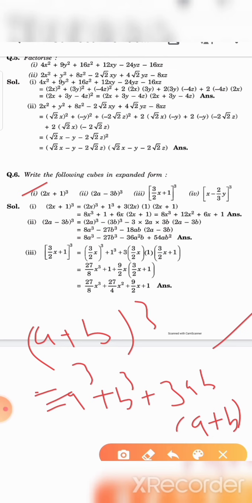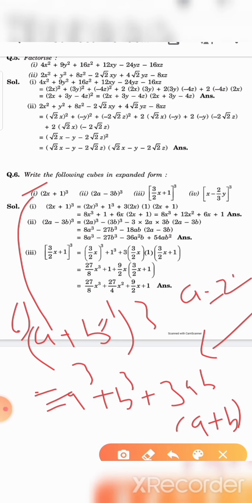Question number 1 is a plus b whole cube, means 2x plus 1 whole cube. Comparing the terms, we get a is equal to 2x and b is equal to 1. Substituting this value in the expansion of our identity number 6, substituting a is equal to 2x and b is equal to 1 in the RHS, we get 2x whole cube plus 1 cube plus 3 into 2x into 1, into the bracket 2x plus 1.